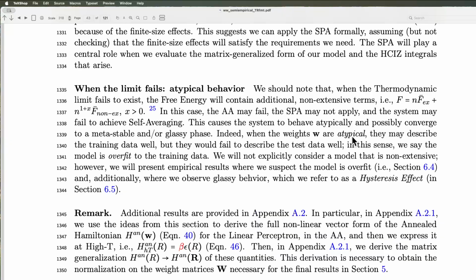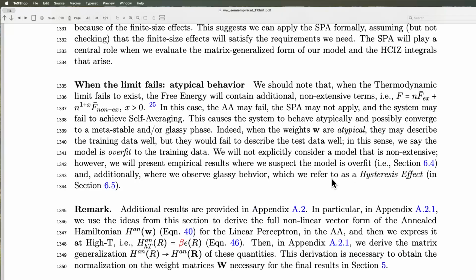Indeed, when the weights are atypical, they may describe the training data well, but they would fail to describe the test data well. In this sense, we say the model is overfit to the training data. We will not explicitly consider a model that is not extensive. However, we will present results where we suspect the model is overfit, section 6.4, and additionally where we observe glassy behavior, which we refer to as a hysteresis effect. Chris, who is one of the co-authors, did a lot of work studying what happens when trying to force the system into this weird glassy behavior and using the theory to try to understand what happens.